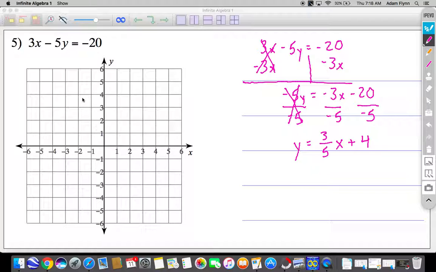So because the y is by itself, it's in slope-intercept form. So I'll start at 4, which is my y-intercept, and I can go up 3 and to the right 5, but that'll leave me off the graph. So instead, I'll go down 3, 1, 2, 3, and to the left 5, 1, 2, 3, 4, 5. And that's my line. All right, almost done. Last one.